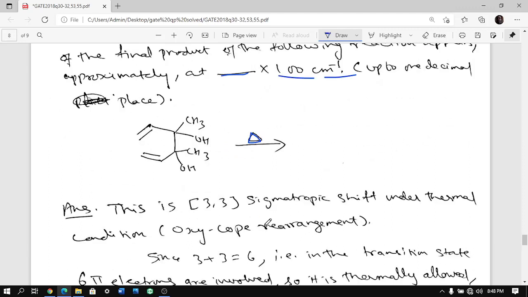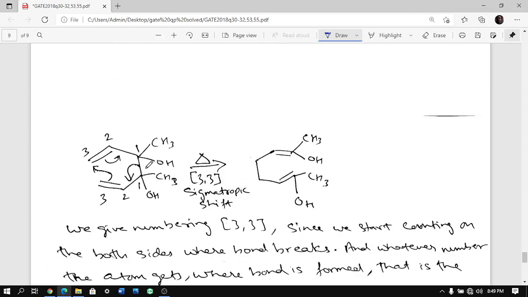So in a 3,3 sigmatropic shift, what happens? Basically you break a bond and form a bond. In the transition state 6 electrons are involved, 3 plus 3 is 6, and therefore it happens in thermal conditions. Wherever you break, you start giving the numbering 1, and you have to go to the end. Wherever the bond forms, that number you had initially given is the number it gets. So basically how the reaction will happen is this bond will break, this comes here, this comes here, this comes here.